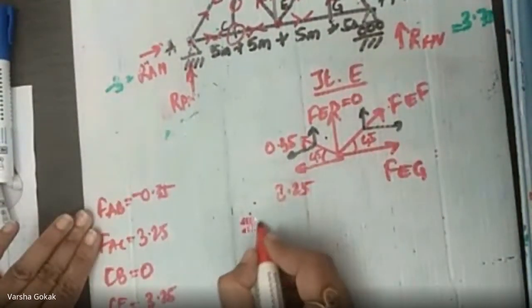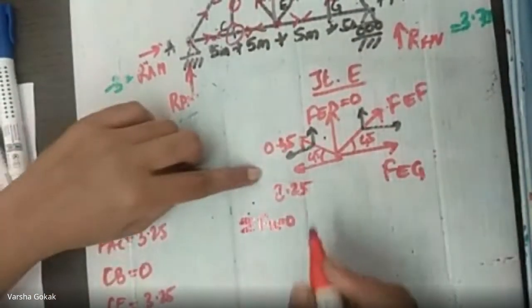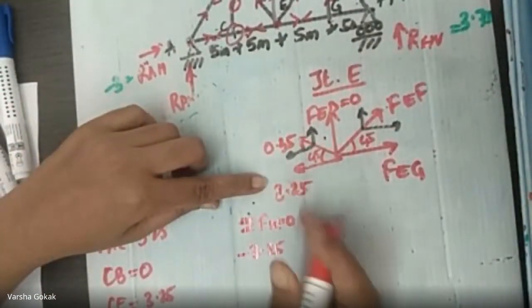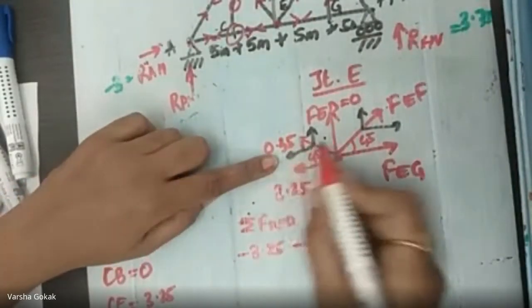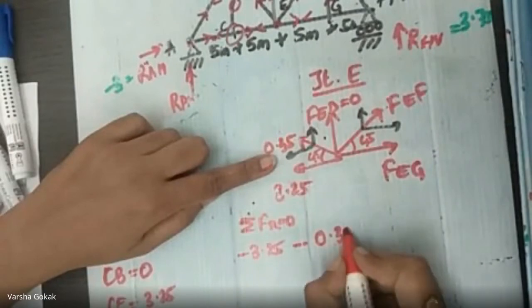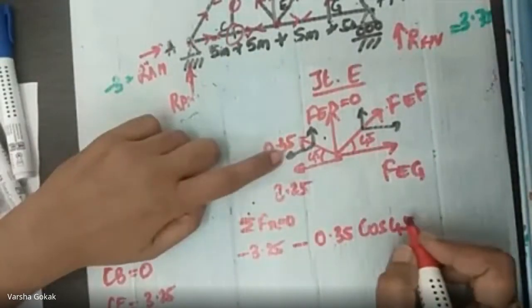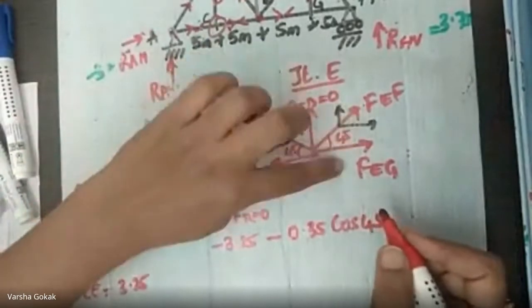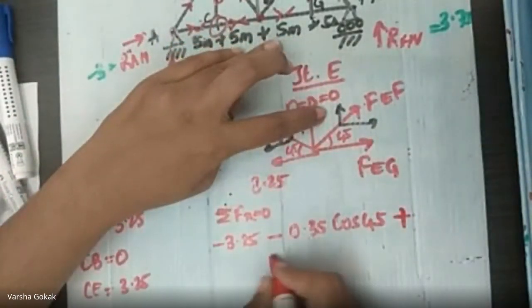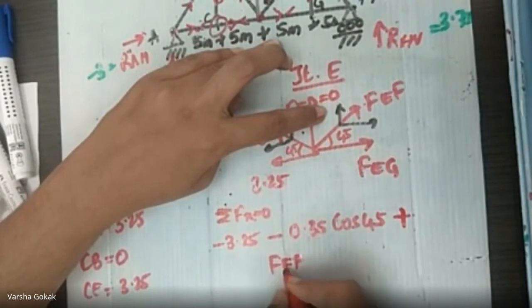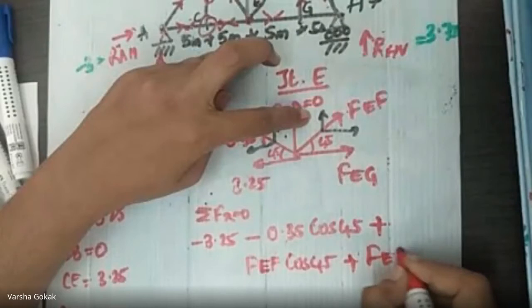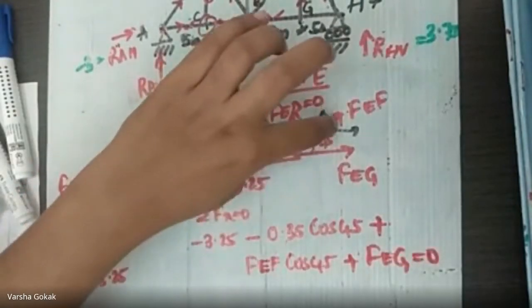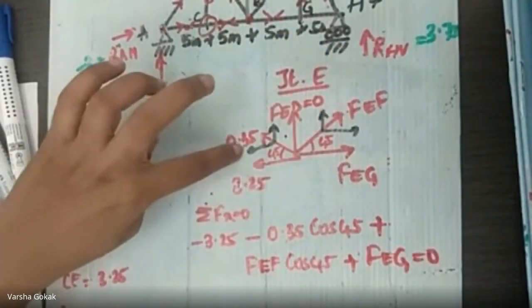So first resolve it. It gets resolved in this pattern. Right? Now start taking summation Fx and summation Fy. So I'll start with summation Fx equal to 0. I have minus 3.25. This fellow is going this side. So minus 3.25. Then this is coming negative. So minus 0.35 cos 45. These two are minus because they are towards this side. These two will come. Plus FEF cos 45 and plus FEG equal to 0.